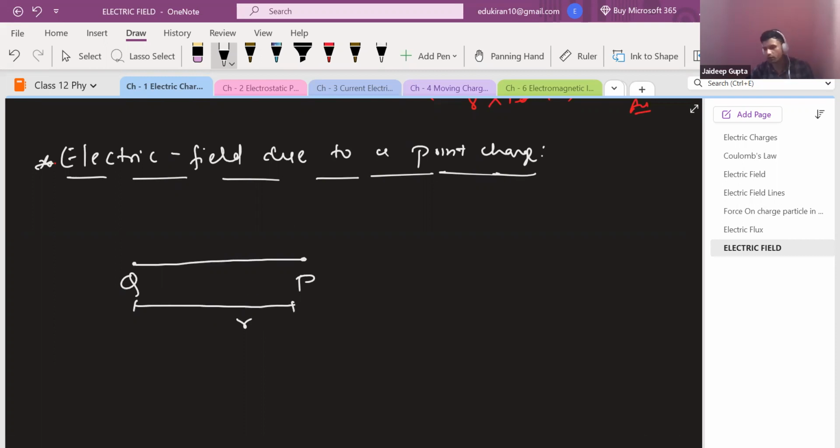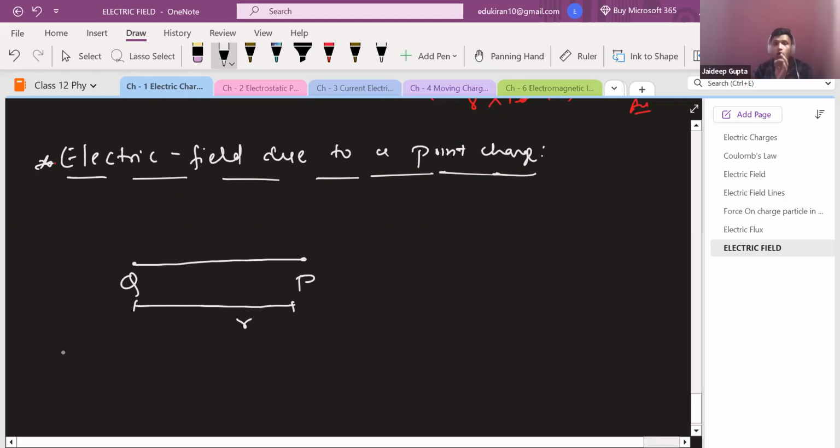Just remember one thing, most of the time what I noticed, most of the students get confused while calculating the electric field. Just remember, whenever we have to calculate the electric field, we always calculate at a point. If we calculate the force, then we calculate the force between two charges. Electric field is at a point, not on a charge.